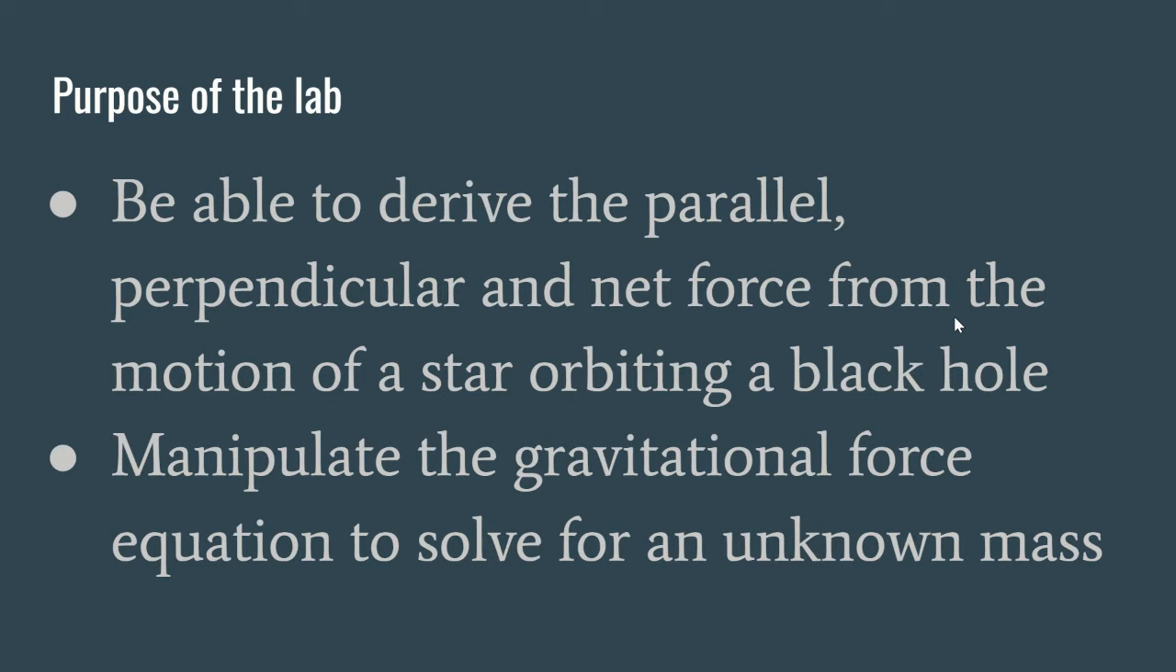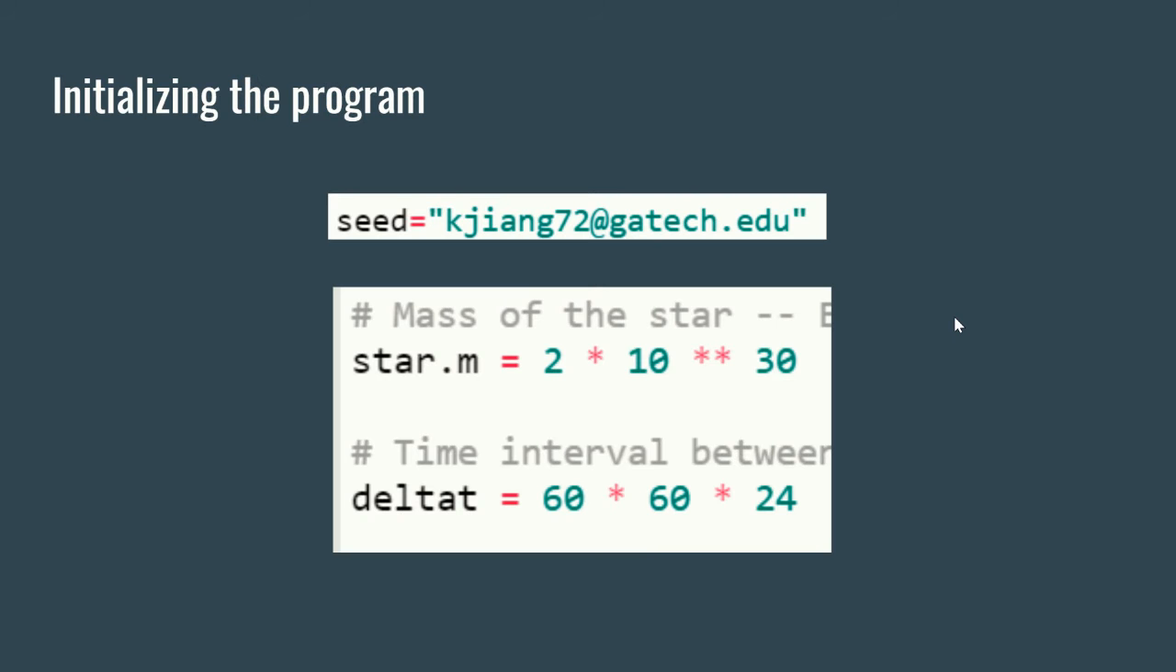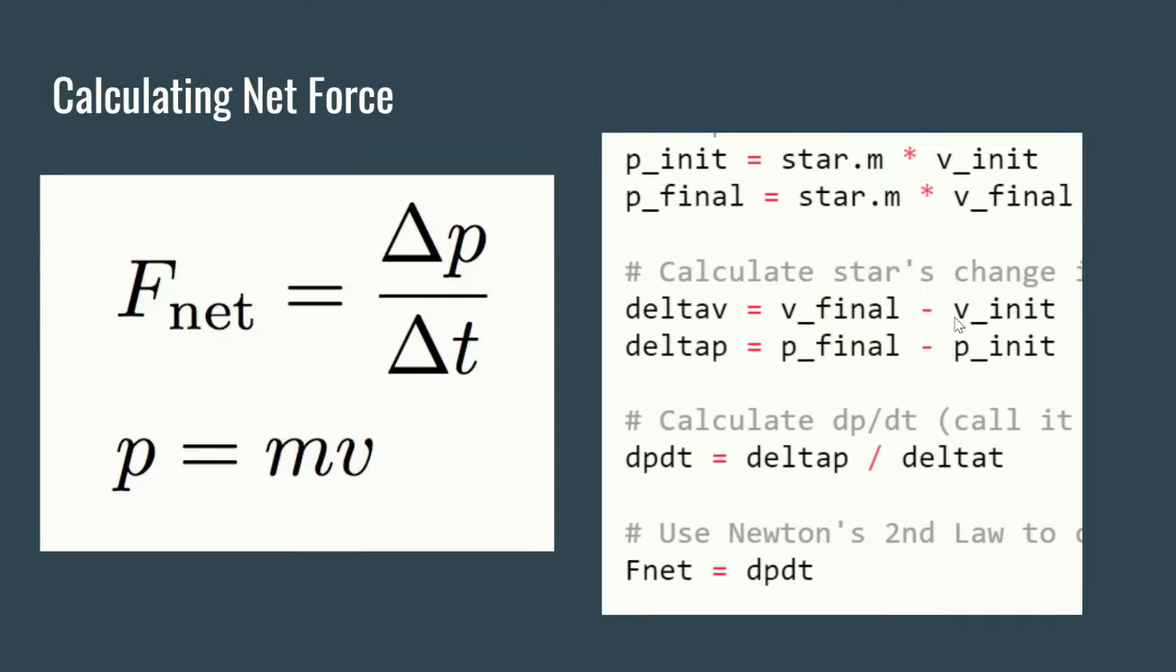So we want to be able to derive the parallel, perpendicular, and net forces from the motion of a star orbiting a black hole. We also want to be able to manipulate the gravitational force equation to solve for an unknown mass. So initializing the program, our seed is obviously just going to be our Georgia Tech emails, and that's just going to give everyone a unique star path. And then you want to initialize the mass of the star and delta t with the given variables.